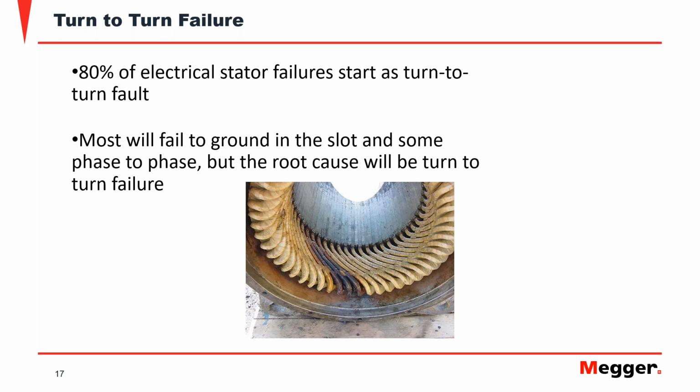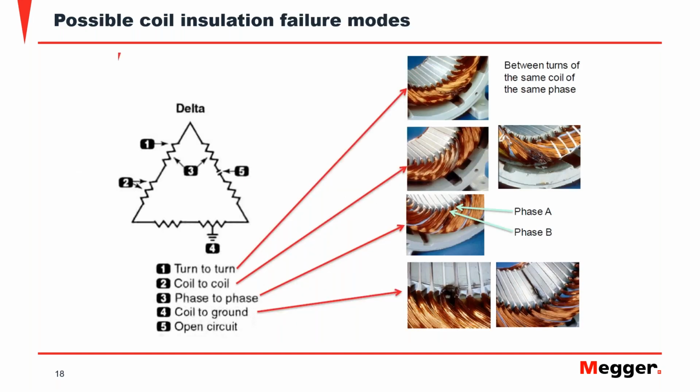More than 80% of the electrical stator failures actually start as a turn-to-turn fault and then degrade, or let's say evolve, into a fault to ground fault. Now, the possible failure modes that we have are turn-to-turn, coil-to-coil, phase-to-phase.